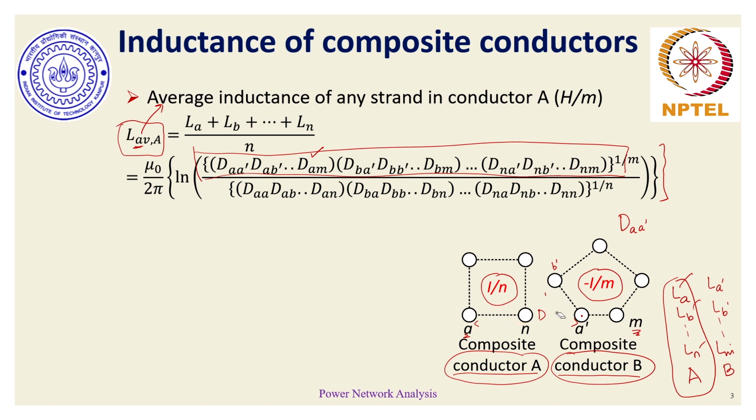So the numerator essentially consists of distances between one group, let's say this group, which is with respect to the center of strand A. These distances are M in number, and these are the distances of the center of strand A with respect to the remaining strands in composite conductor B. Similarly, if I focus on the next group, this is basically the product of distances of strand B in conductor A with respect to the centers of the strands present in composite conductor B, and this goes on till I evaluate the center to center distance between strand N, being in composite conductor A, and the other strands in composite conductor B.